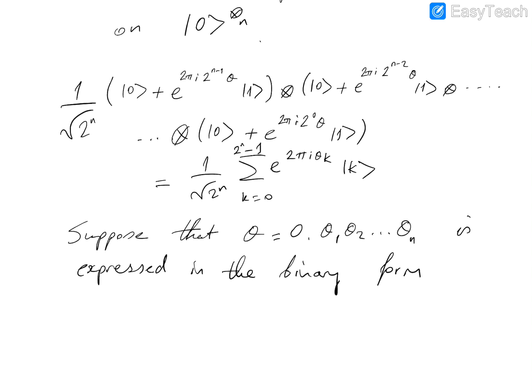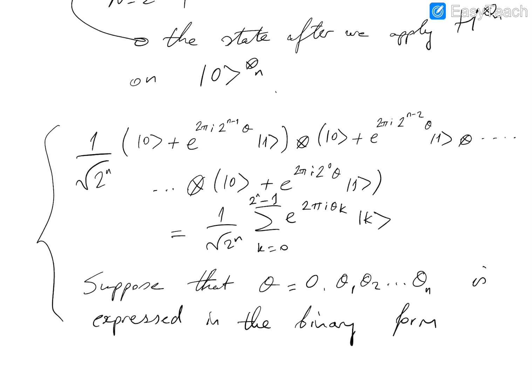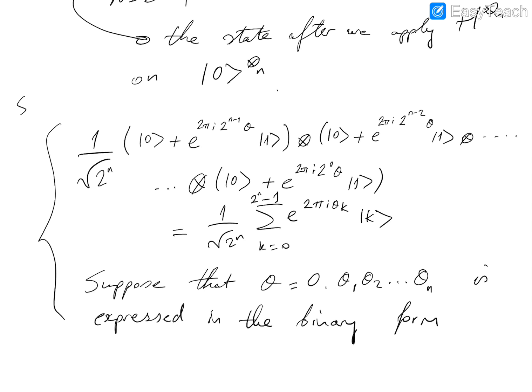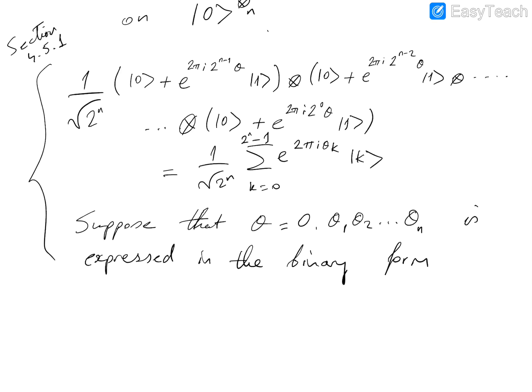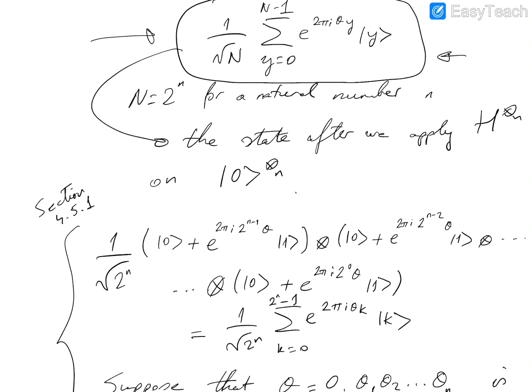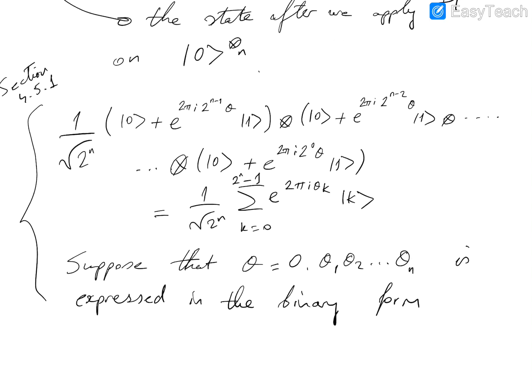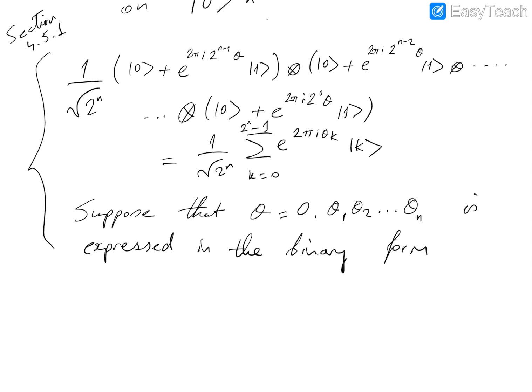And by the way, if you're confused about these parts, you can refer to section 4.5.1 in the lecture notes, and also other texts, of course. I talk about this transformation, the equivalence between this state and this expansion, in more detail in the lecture notes, and how to represent a number in binary form. So you may refer to the lecture notes for further details.